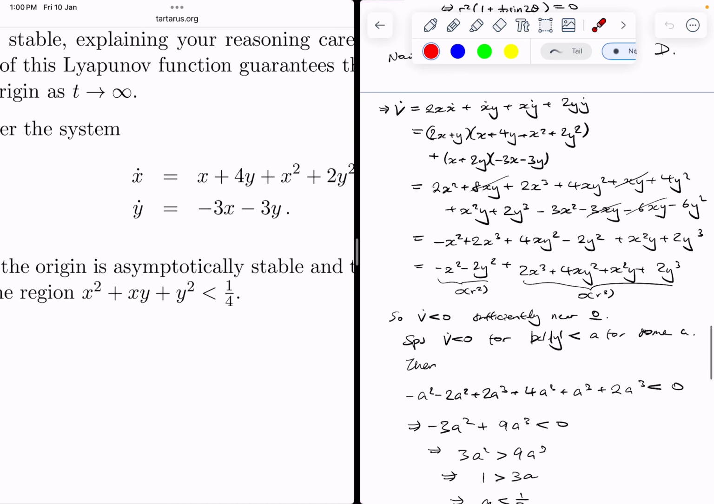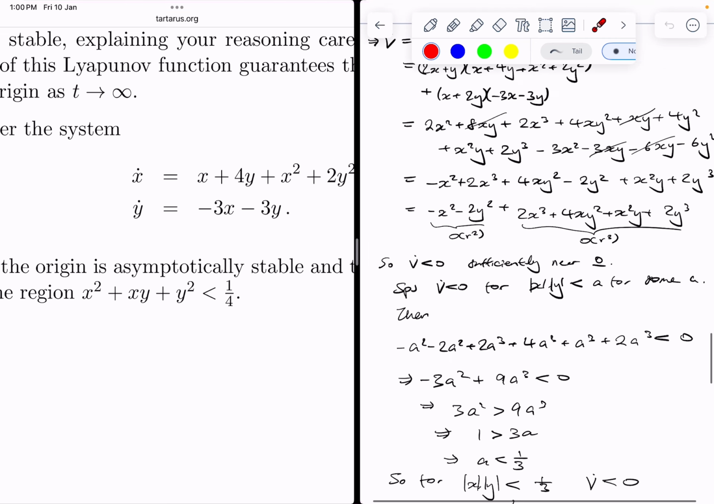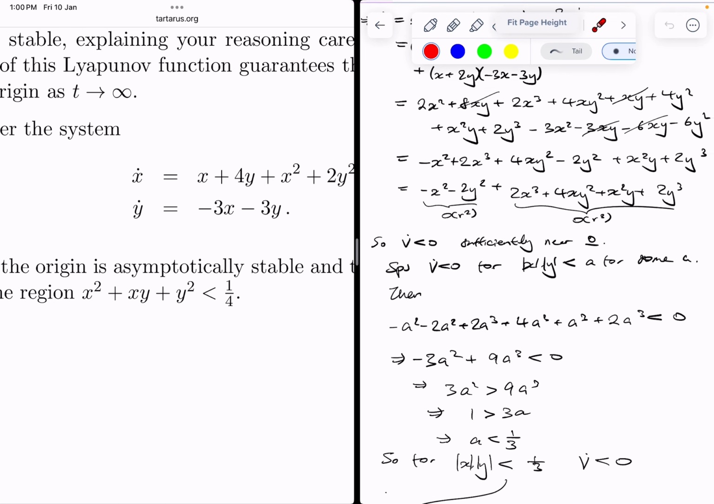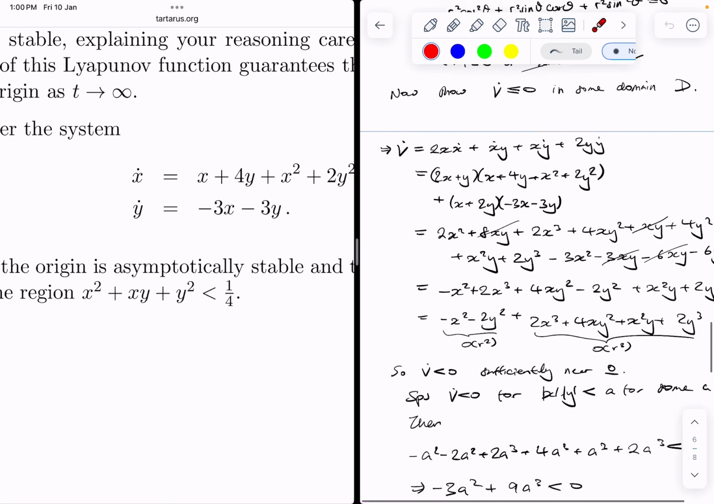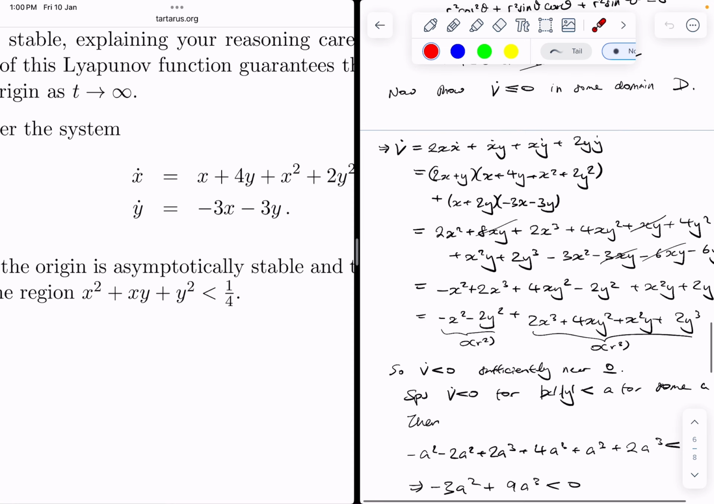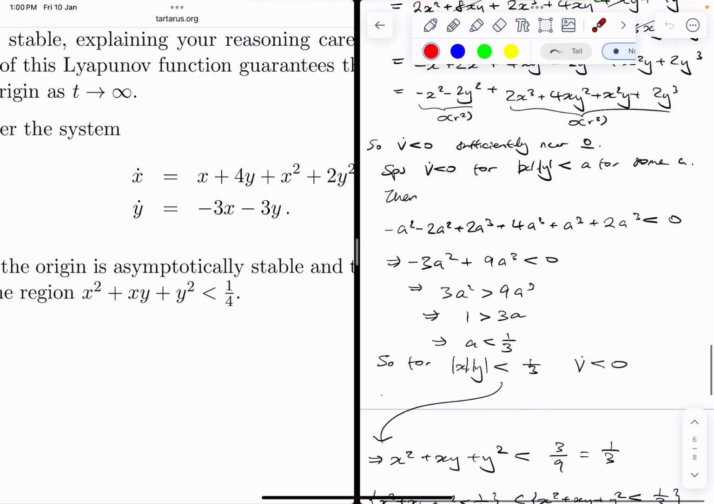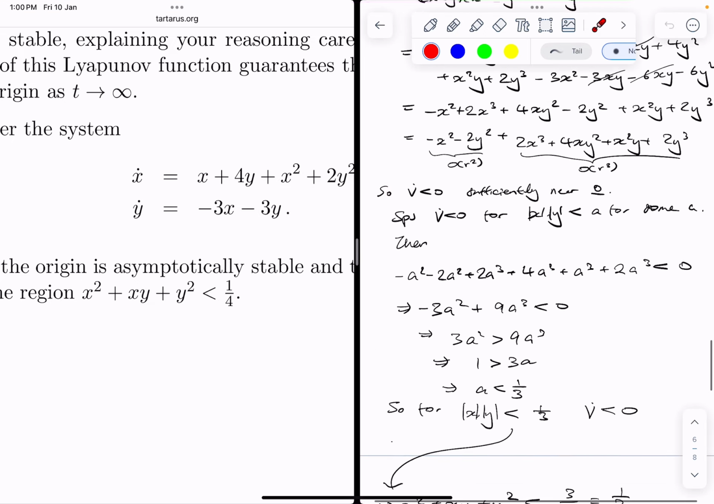And then you just do some differentiation, being careful not to make any algebraic mistakes. And when I got to this point, I was like, what? It turns out it's not that hard. My approach was to just say, pretend we're in some circle of radius A. We don't know what A is yet, but we want to choose A such that V dot is less than 0 within this disk.